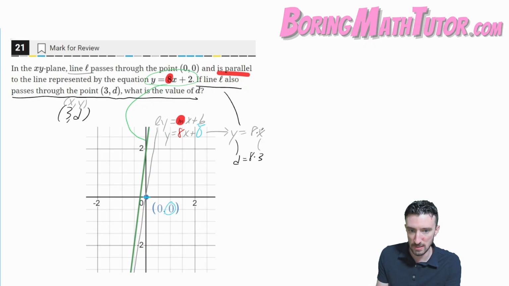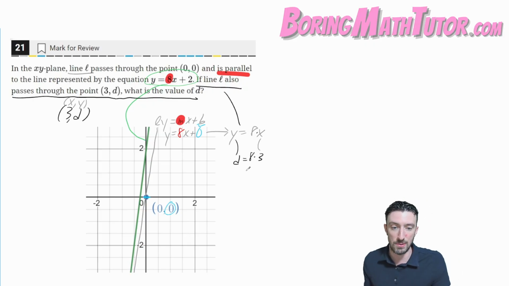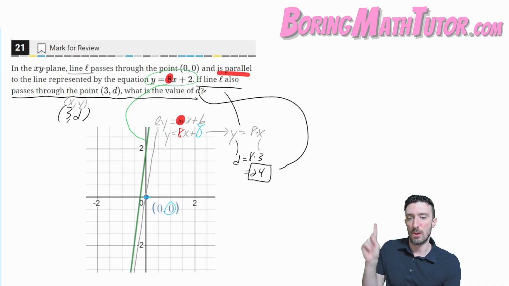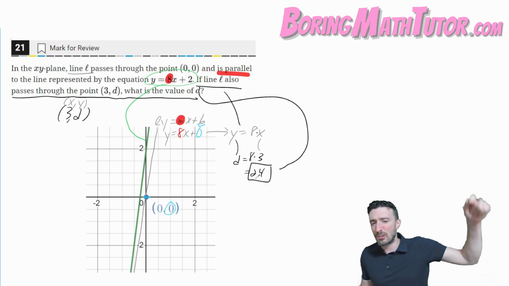When 8 is next to the x, it means times. So now we have 8 times 3, which is 24. That's what they wanted to know. They wanted to know the value of d, so we are done.